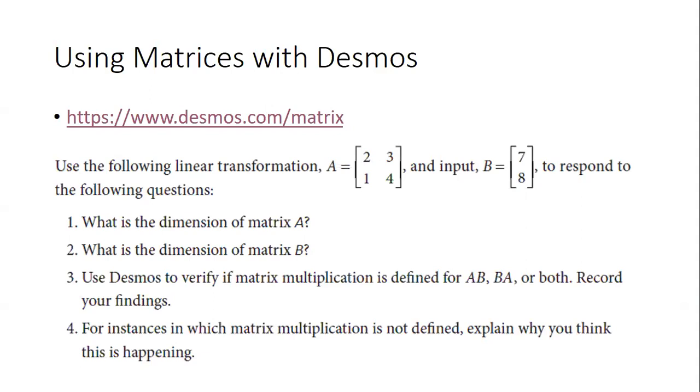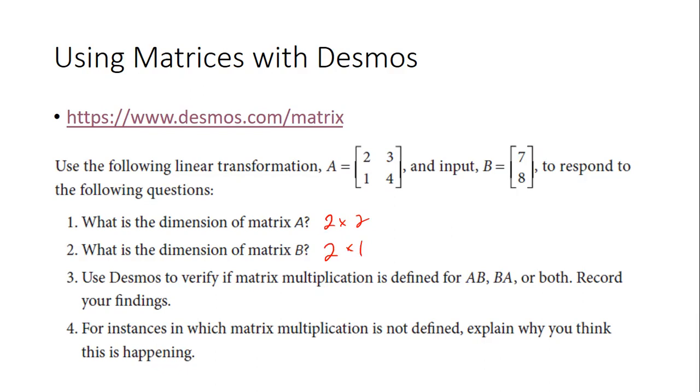So now we're going to do matrices with Desmos. I need you to take out your handy dandy calculator, my computer. Before we get started here, it says, what are the dimensions of matrix A? It is a 2 by 2. It's a square matrix, right? What are the dimensions of matrix B? A 2 by 1.